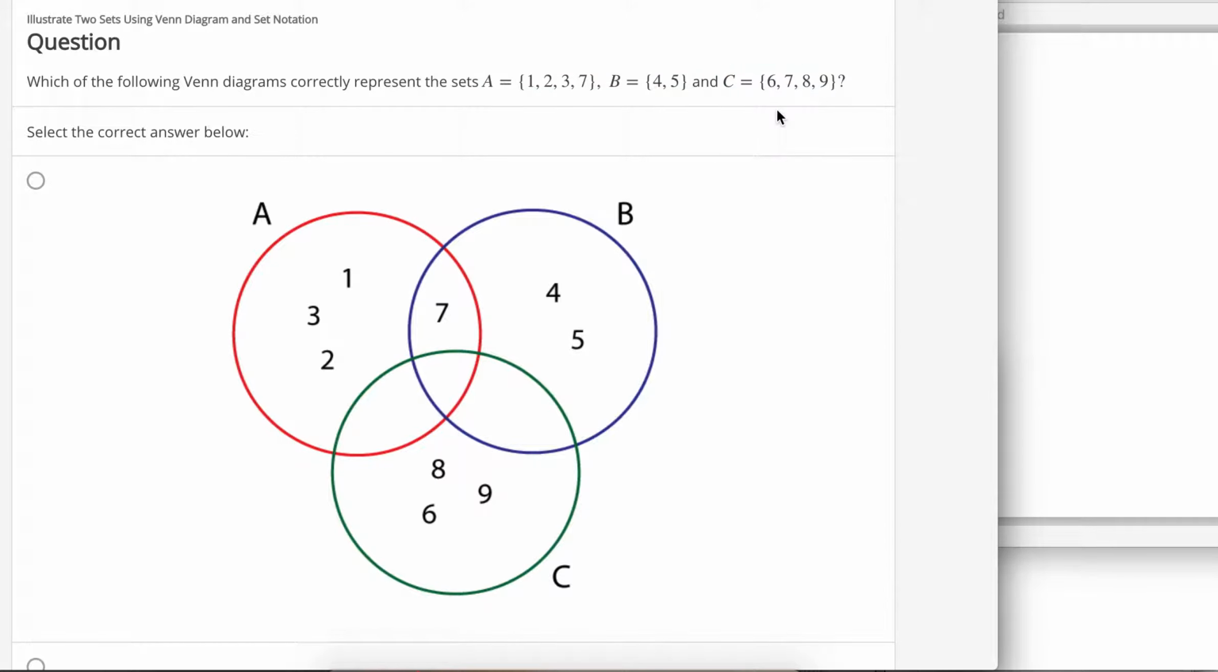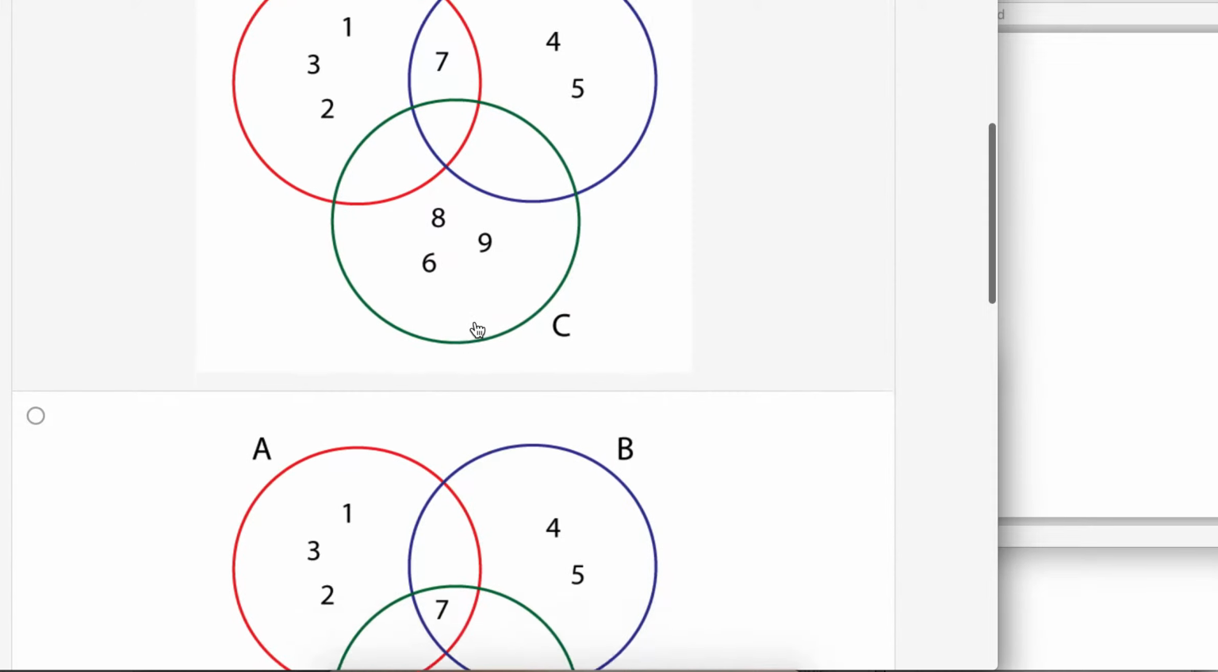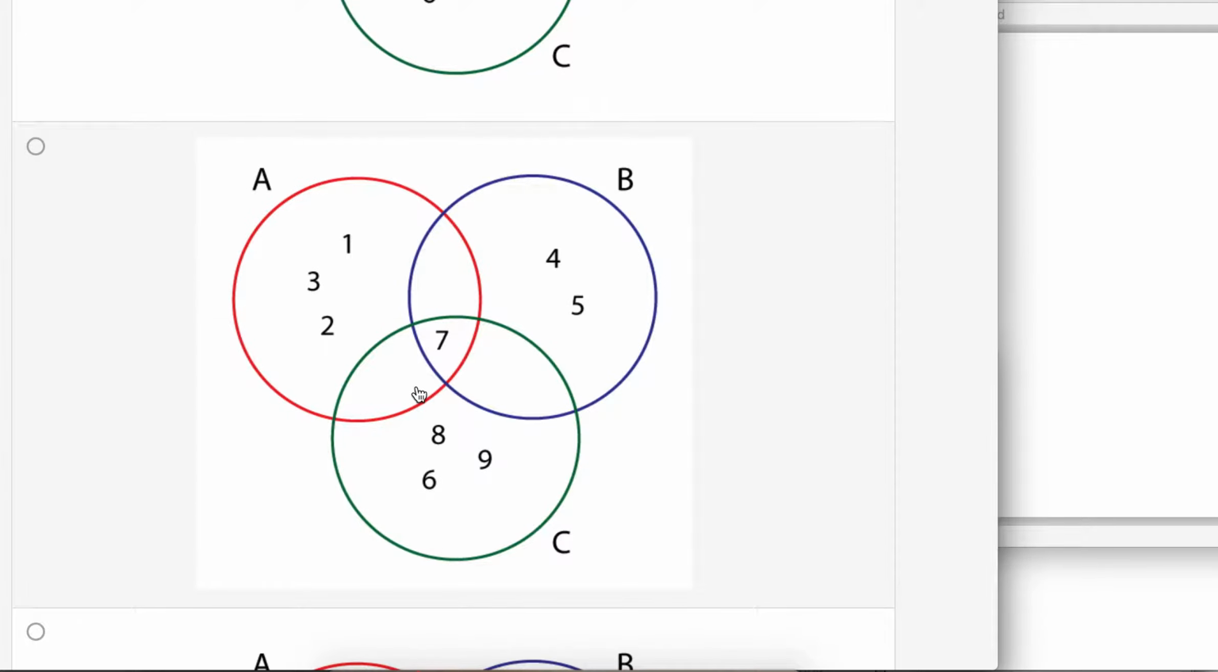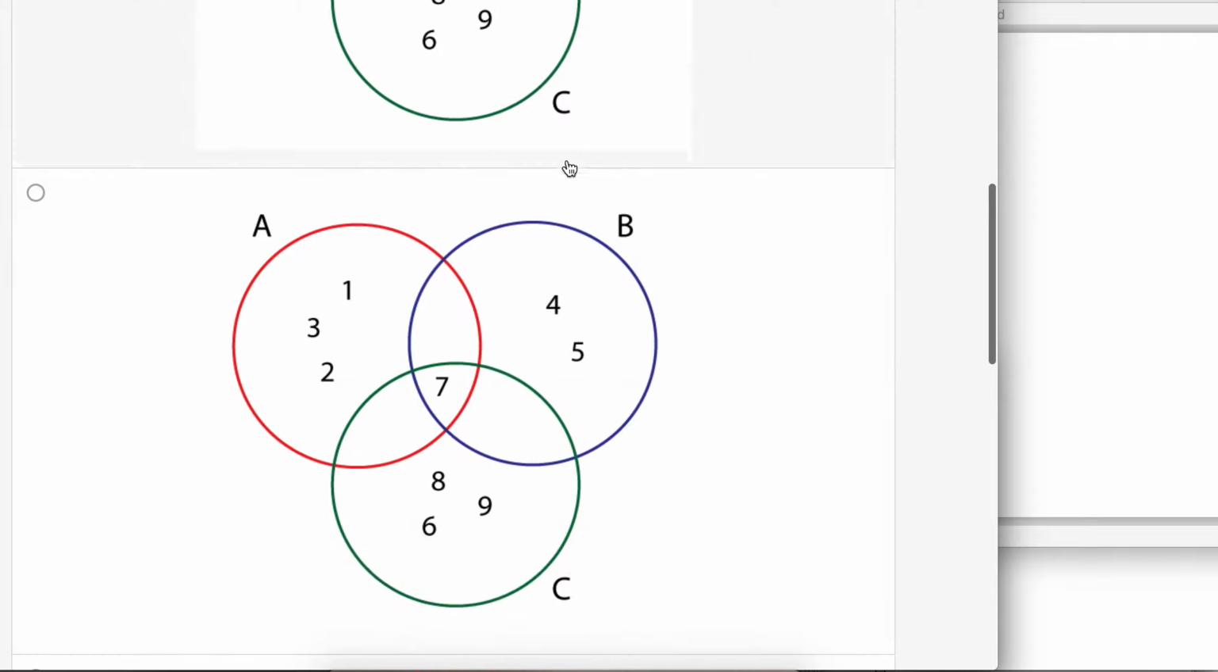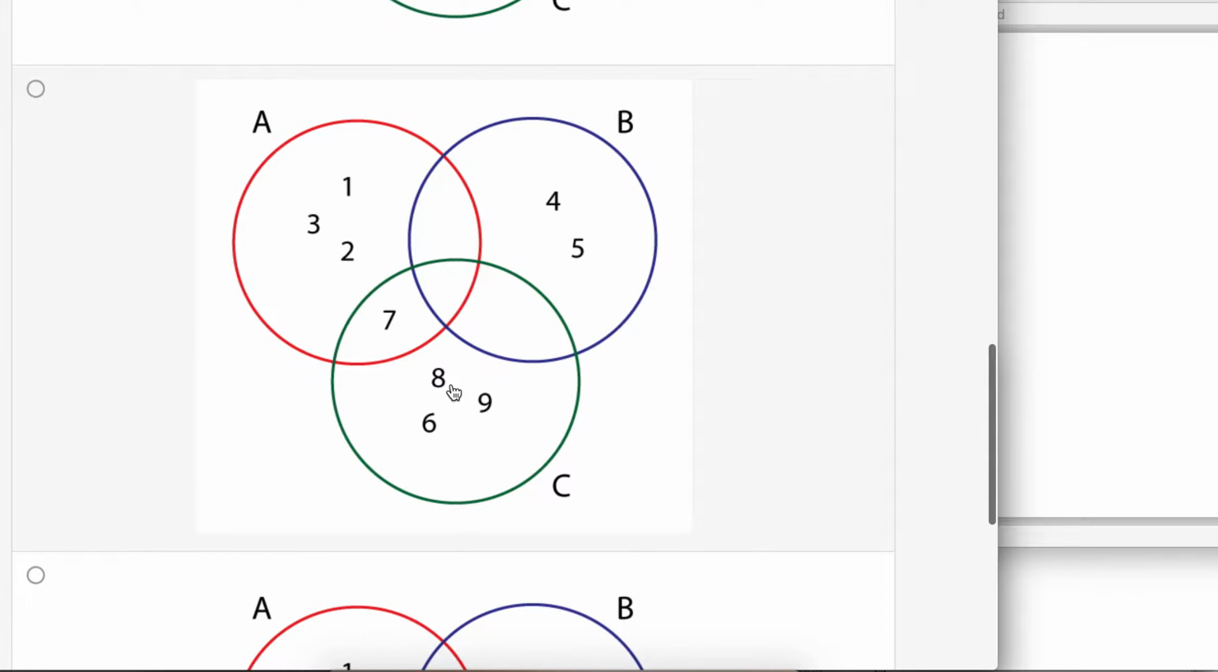C has 7. So we should see a 7 in between the circles A and C. So I'm going to rule this answer out because there's no 7 in between. The 7 is in between B and A, which isn't correct. So this one is possible, okay? Look, A and C both share a 7 because the green circle and the red circle have a 7 in it, but set B doesn't have 7, so this answer's out.